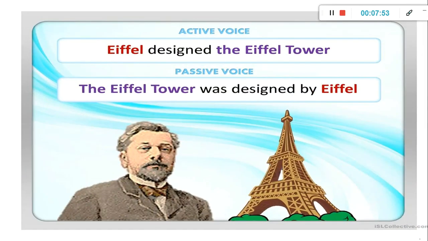This one. Eiffel designed the Eiffel Tower. So this sentence is active voice. Very good. How can we change it into passive? Start with the object. هنبدأ بالobject اللي هو Eiffel Tower. So the Eiffel Tower. What is this sentence, in the past or in the present? In the past. So was designed by Eiffel.